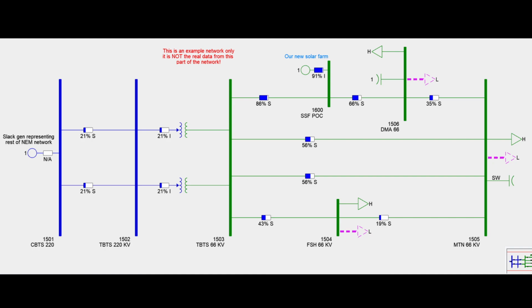The network model is currently configured for maximum summer demand, which in Australia typically occurs at sunset. Now, at sunset, a solar farm won't be exporting so much power, but we'll test it anyway.